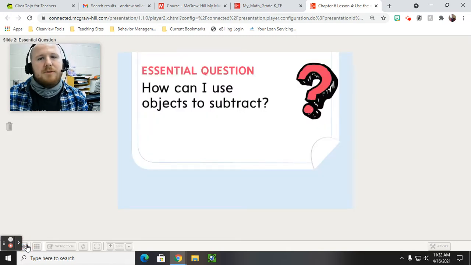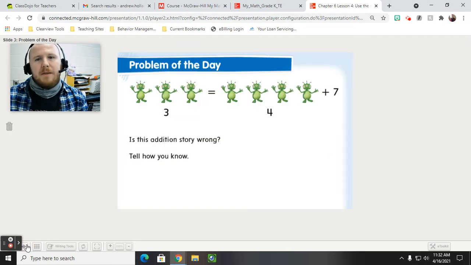How can I use objects to subtract? That's the big question. Let's take a look at this. Is this addition story wrong? Well, let's take a look. 3 aliens equals 4 aliens plus 7. I think something is switched around. I think 3 aliens and 4 aliens equals 7. So I think that we need to change what is on here.